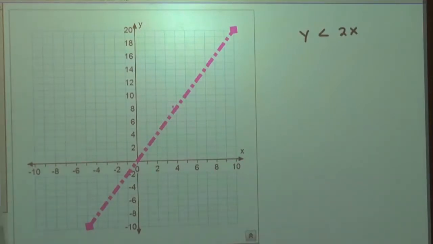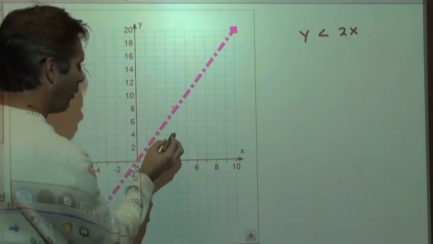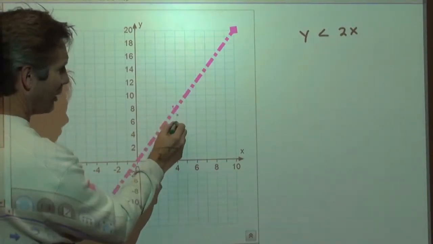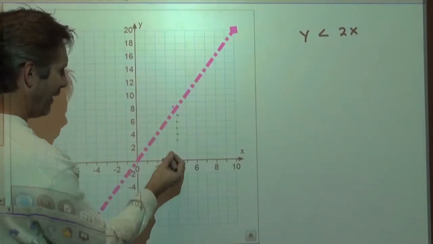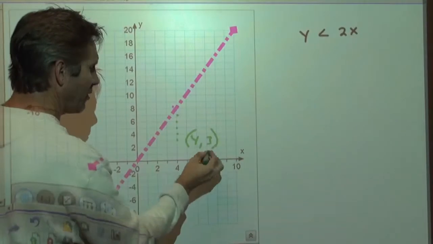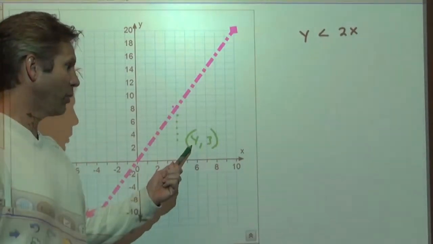Okay, what about if y is less than 2x? Well, same thing, only on the other side. We have a point right here that's (4, 8) that's on the line. Pick any point that's down below the line, and that would have the relationship, like this point here, of x being 4 and y being 3. Y is less than twice what x is.